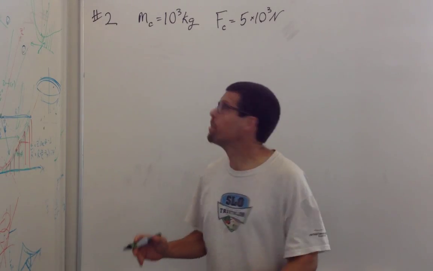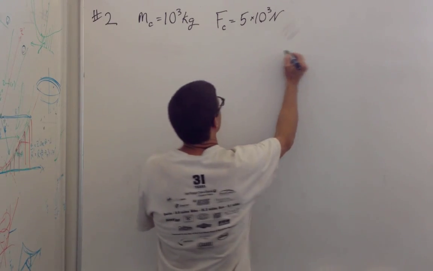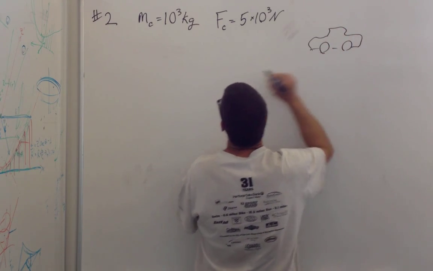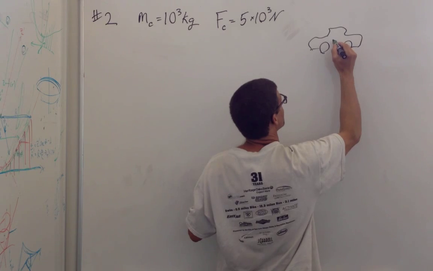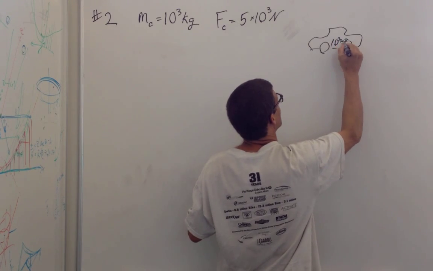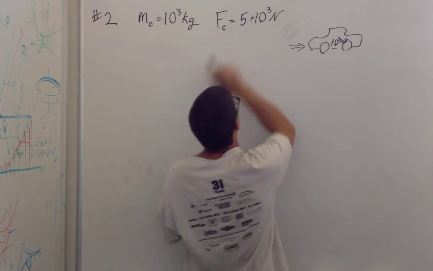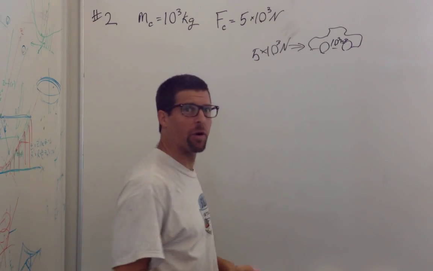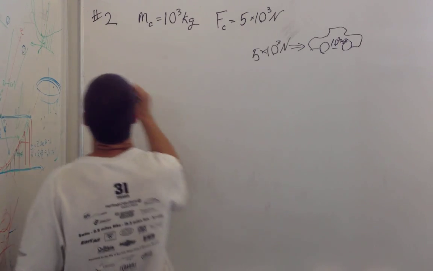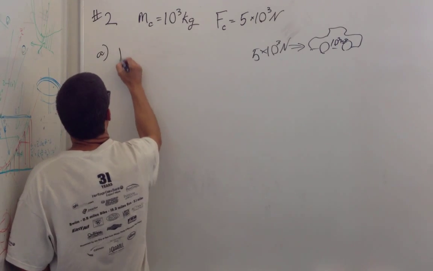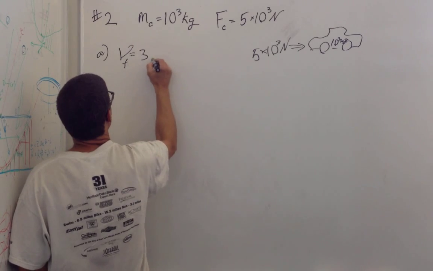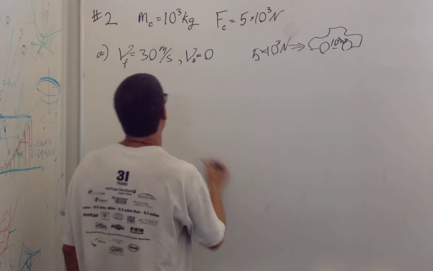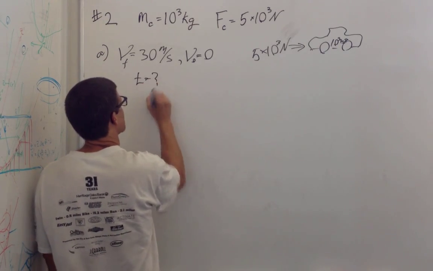Okay, for number 2, we have a car, and its mass is 10 to the third kg, and there's a force acting on it of 5 times 10 to the third newtons. No frictional forces. And I want to know first, how long does it take to get to 30 meters per second? I'm assuming I start from rest, and I want to know how long that takes.